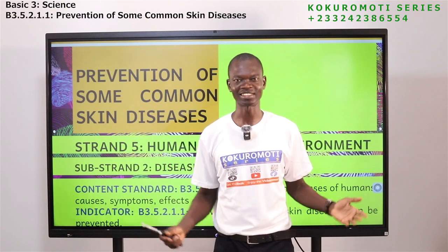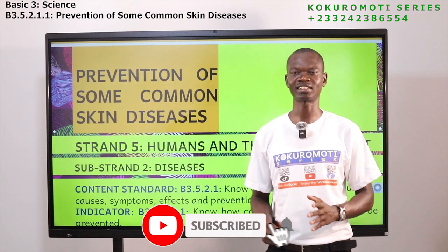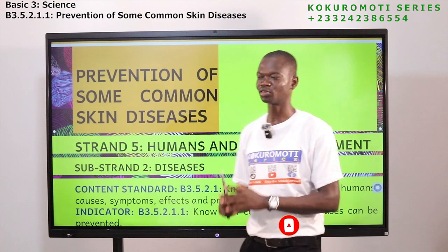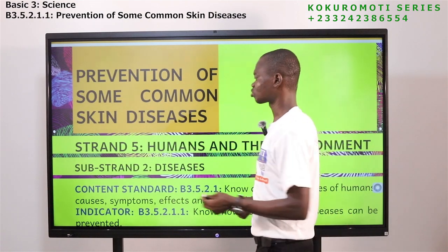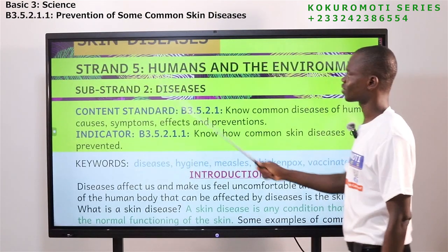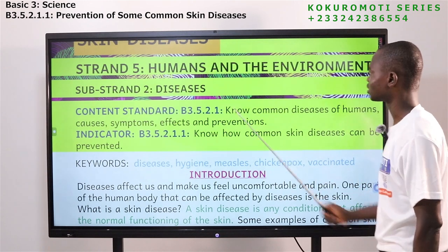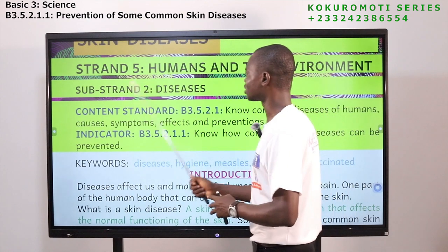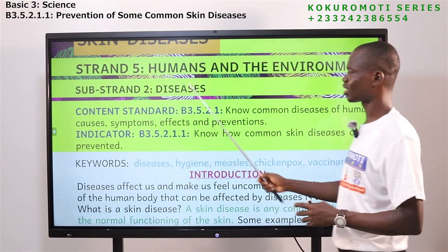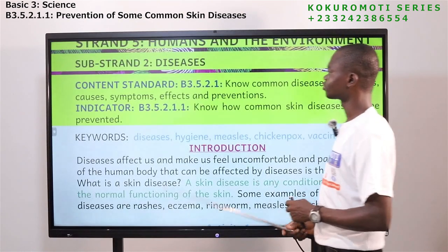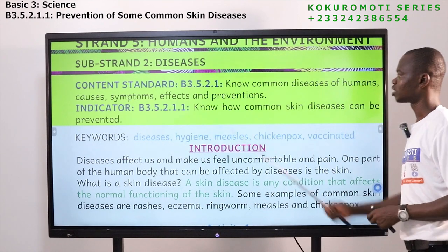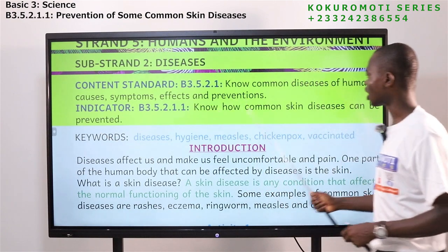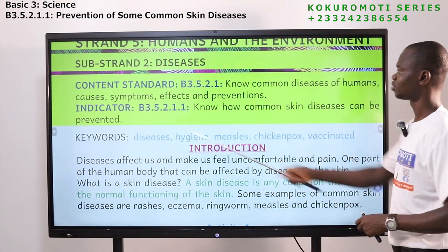So today, what do we have? We have science. Today's lesson is for Basic Trade. The strand that we are looking at is Strand 5, humans and the environment. The sub-strand is Sub-strand 2, diseases. Now, let's look at the indicator: know how common skin diseases can be prevented.